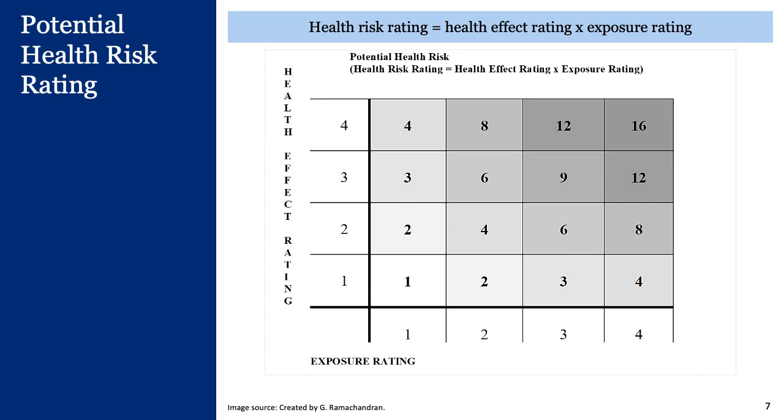And the table here shows the health risk being a product of the health effect rating and the exposure rating. And so if the exposure rating is 3 and the health effect rating is 2, then we end up with a health risk rating of 6. Similarly, if we have an exposure rating of 4 and a health effect rating of 4, we have a health risk rating of 16. So that's the most health risk, and it is also the darkest shading, whereas the least health risk has the lightest shading and corresponds to a rating of 1 in this case.